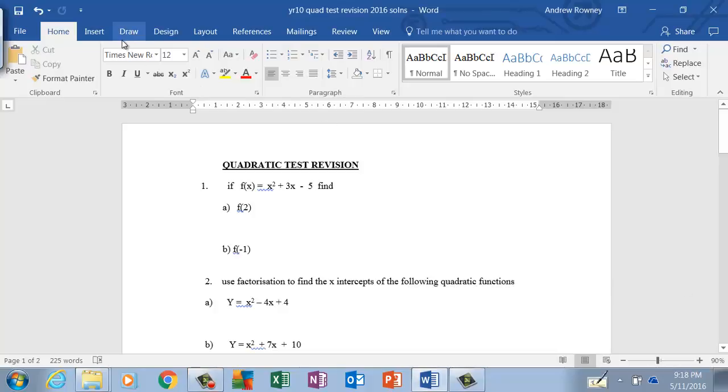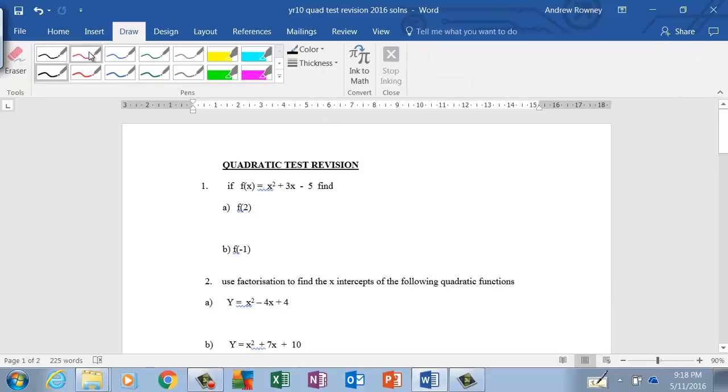Okay, now we're going to go through the test revision sheet. First question, question 1, we need to find f of 2, and we need to put the 2 where the x is. So f of 2 will equal 2 squared plus 3 times 2 minus 5. We're substituting the 2 in for the x there and there. And so 2 squared is 4, plus 6 is 10, take 5, and so the answer is 5.